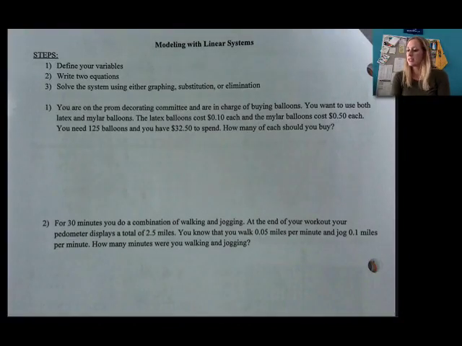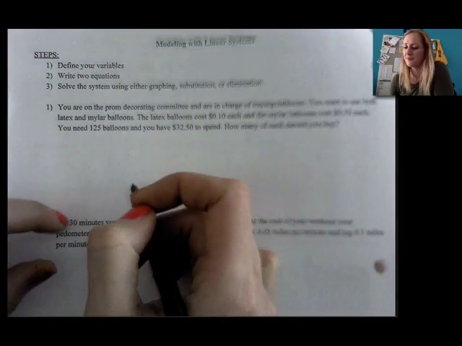Hi guys, this is the final lesson for Module 6 and we're going to be modeling with our linear system. So we're going to look at some scenarios that we can write a system of equations to model and then use that system to solve, and we can use either of our methods. We could use graphing, substitution, or elimination. Okay, so here's kind of our steps. We want to first define our variables and then use those variables in our two equations for our system.